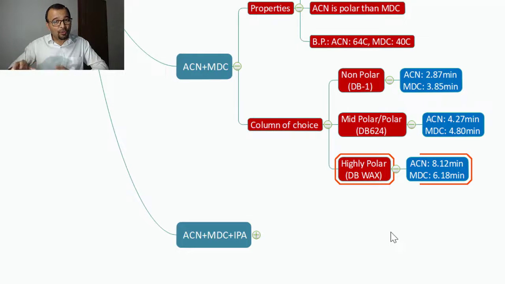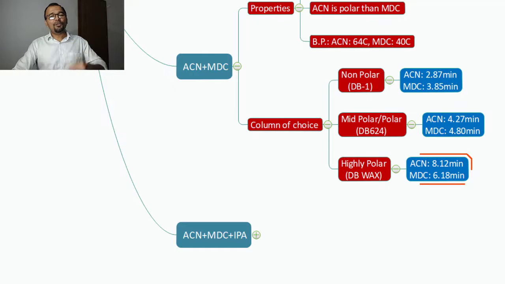MDC is less polar as compared to ACN. ACN is more polar as compared to MDC. So on the polar stationary phase, the polar column will retain for the longer time. With this logic, ACN has been retained for the longer time on the DB-wax, that is 8.12 minutes, as compared to MDC, which is retained only up to 6.18 minutes.